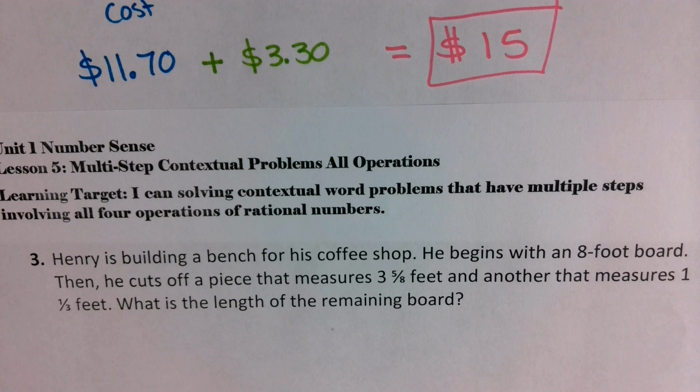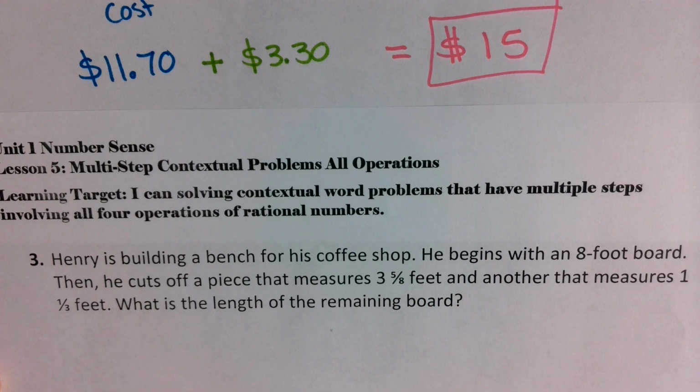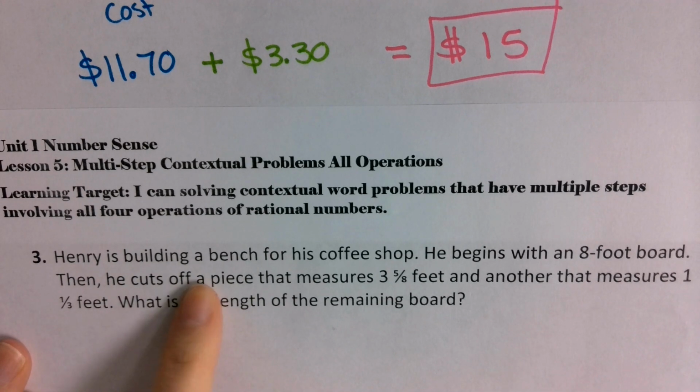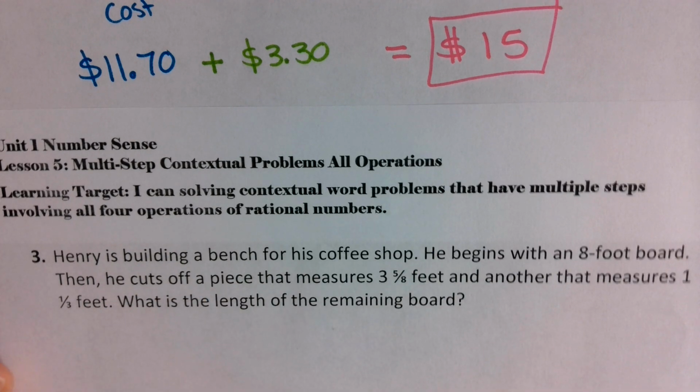He has an 8-foot board. He measures 3 5/8 and cuts it off. Then he cuts off another 1 1/3 feet. What operation are they doing, Amaya? Not division. Camille? Subtraction. If he's cutting it off, right? He's cutting off. That means he's subtracting. He's just subtracting twice. Okay?